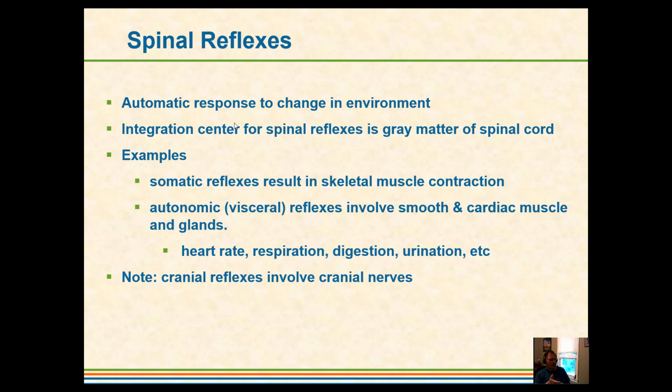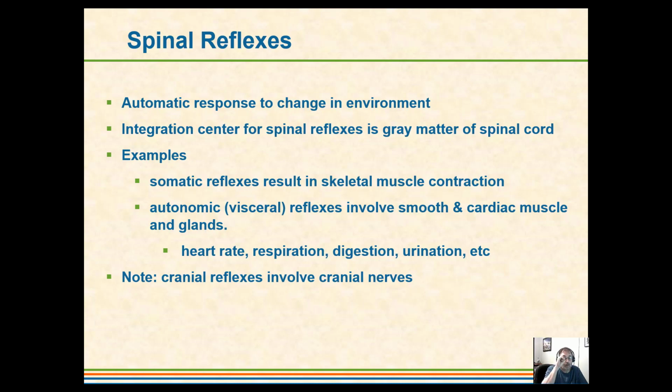We've got autonomic reflexes, which involve that smooth cardiac muscle. And again, we're talking about regulating heart rate, respiration, digestion, urination, things like that. There are cranial reflexes associated with the face.